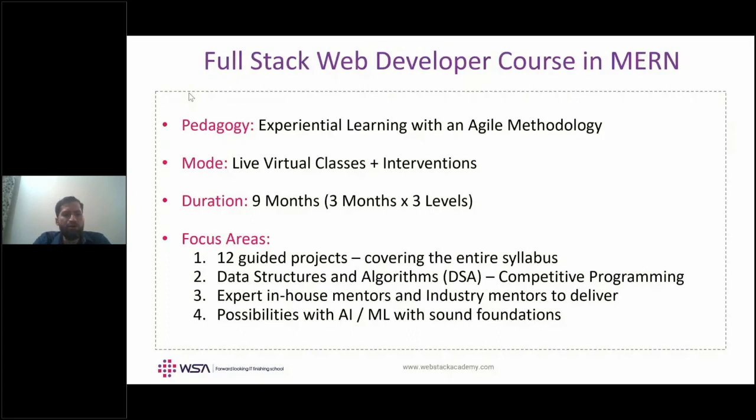To summarize our learning outcomes, at the end of the course, you will have done around 12 guided projects covering the entire syllabus, right? Some of these projects will be done along with the mentor in the live sessions itself. Some of them you have to work on independently so that you can gain confidence and build projects on your own as well. These 12 projects will be of different sizes and different complexity.